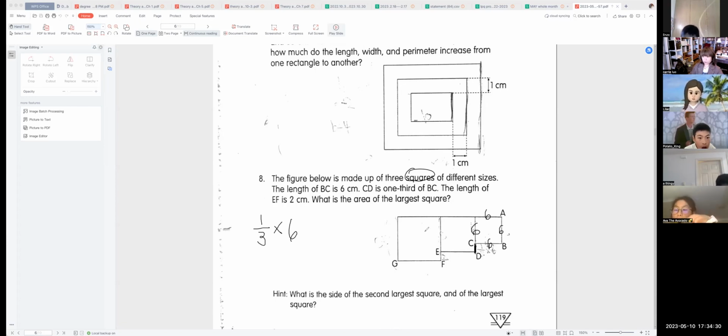2. Very good. So for the middle square, the size will be what? 6 plus 2 equals 8. Each of them will be 8. Now the length of EF is also 2. So 8 plus 2 equals 10. That means each side is 10. So what is the area of the largest square? 10 times 10 equals 100 square centimeters. Get it, boys and girls?